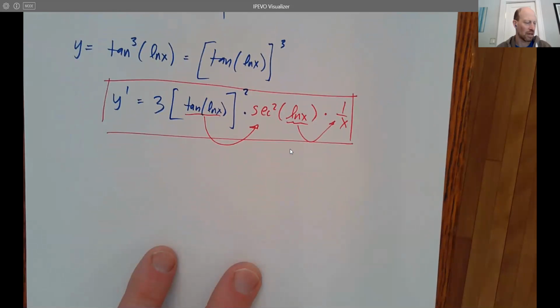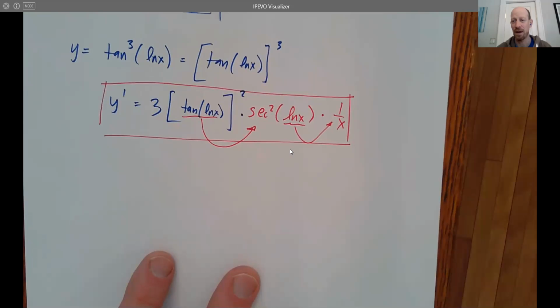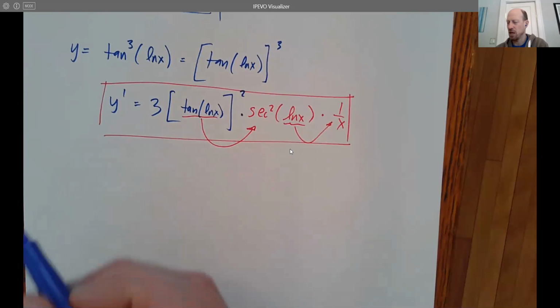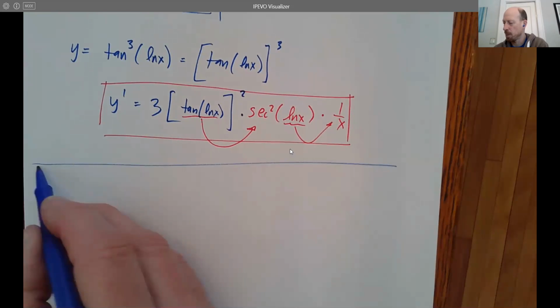Okay, so those are a couple examples from the chain rule. Again, you should have already completed that homework assignment, but it's never a bad idea to see a couple more examples of chain rule problems.